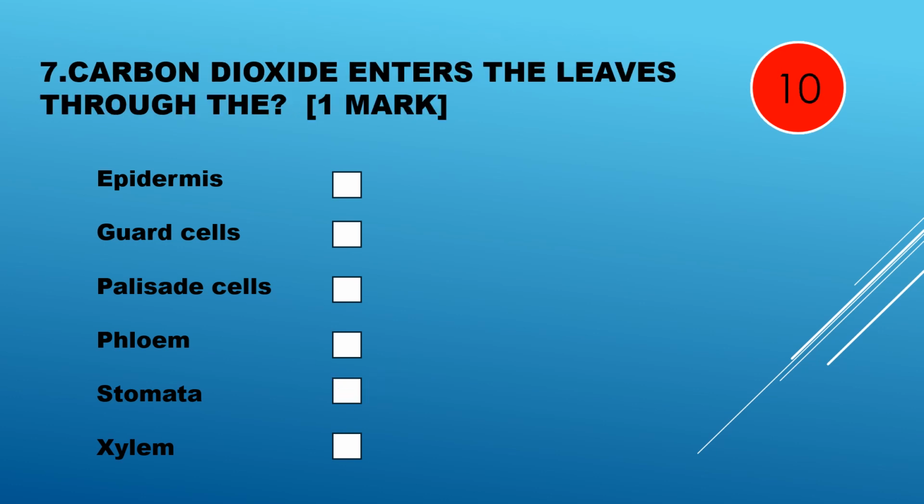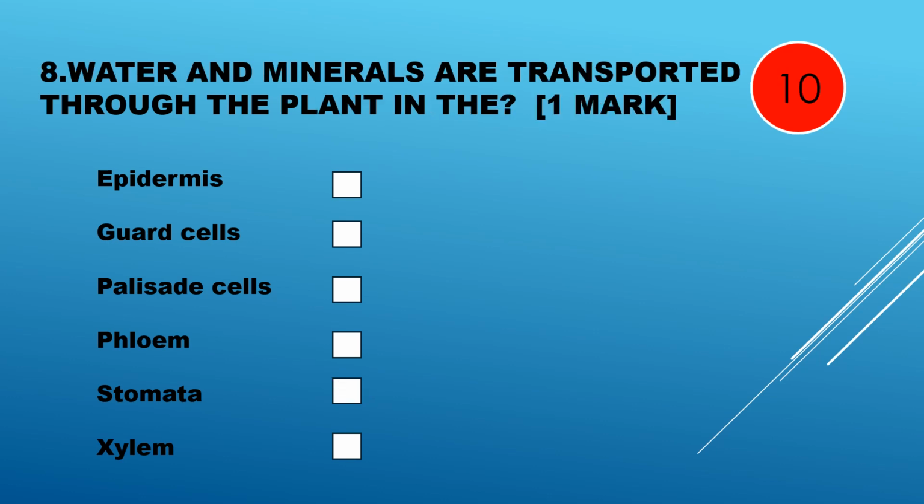Question 7. Carbon dioxide enters the leaves through the epidermis, guard cell, palisade cell, phloem, stomata, or xylem. It's stomata. Question 8. Water and minerals are transported through the plant in the epidermis, guard cells, palisade cells, phloem, stomata, or xylem. Water and minerals are transported in the xylem.